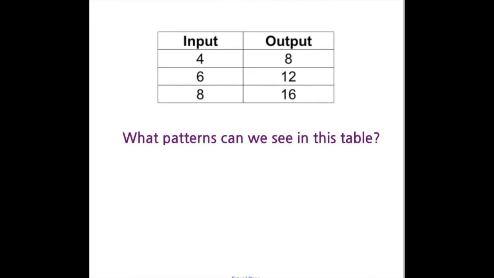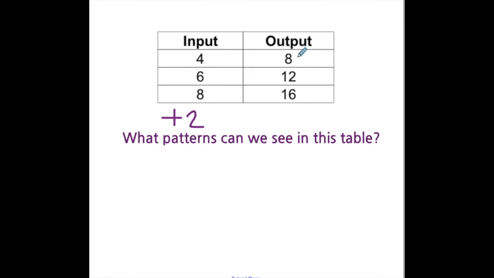Here we have an input-output table. These can also be used to represent patterns. So let's take a look at each individual component of this and see what patterns we can find within this table. If I look just in my input column, I can see going down, my pattern is increasing. 4, 6, 8. So I can see for my input side, it is increasing by 2. So I'm going to write plus 2.